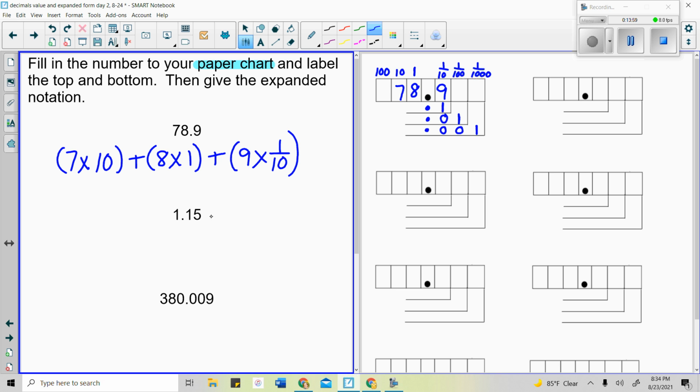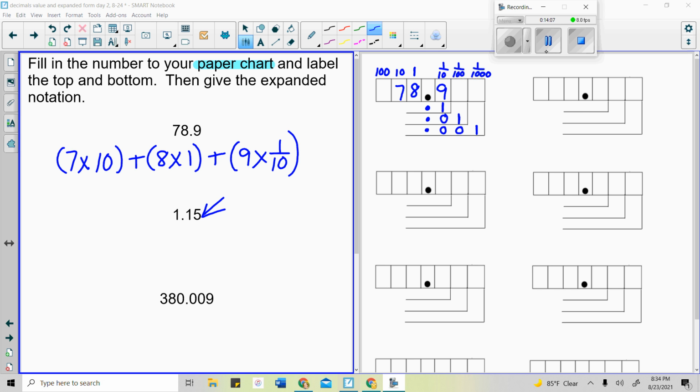Now, I want you to label the next chart, put the number in the chart, and then pause the video and see how you did.